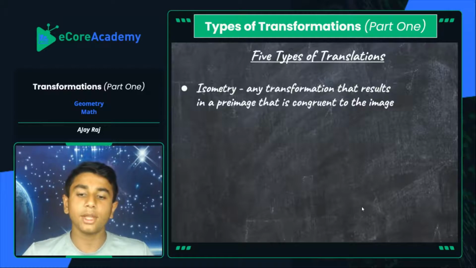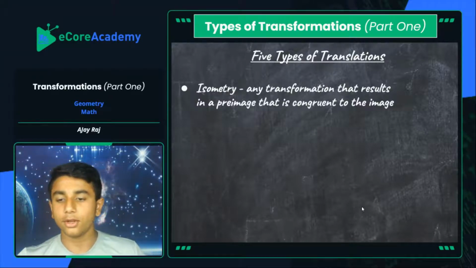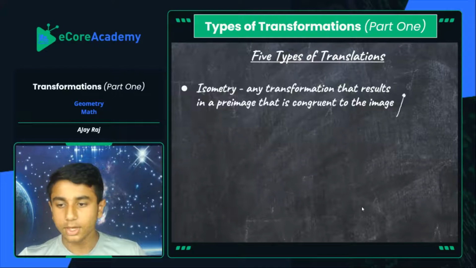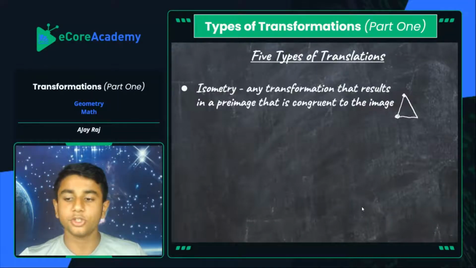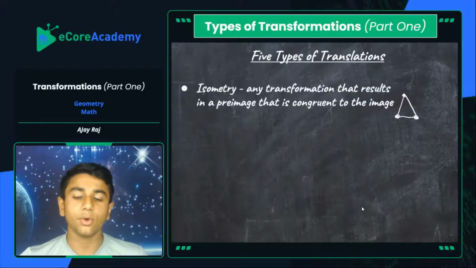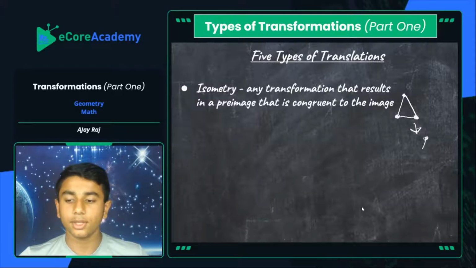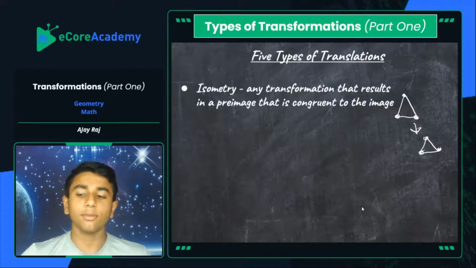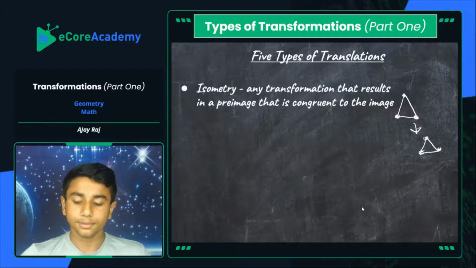Remember how I said when you're undergoing some sort of transformation for a figure, you can either have a similar figure as an image, or you can have a congruent figure as the image. What isometry does is it takes one figure, say a triangle here, and it undergoes some kind of transformation which changes its position, and in this case it'll only change the position of the figure to give another congruent triangle right here. So it preserves the size of the pre-image, and all it does is change the position. Isometry is a transformation that only changes the position of a figure.